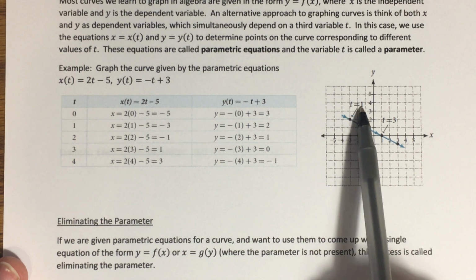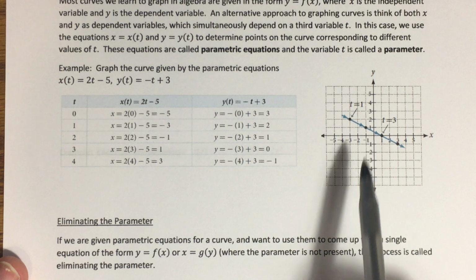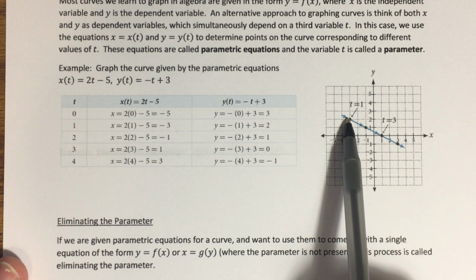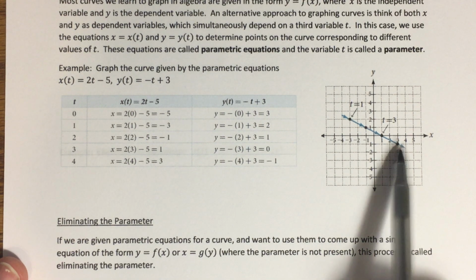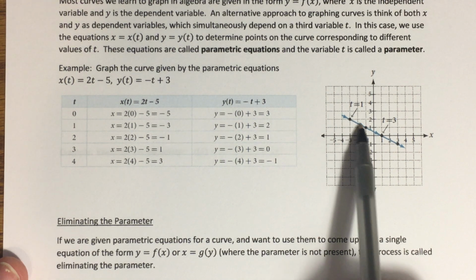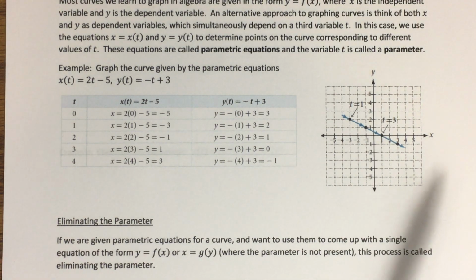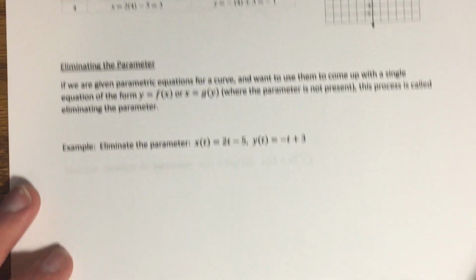So notice t equals 1 corresponds to this point, t equals 3 corresponds to this point. So in other words, as t increases, giving us points on this line, those points are moving this direction. So that's what we mean by orientation. It's pointing in the direction that the points are being plotted as t increases, as our parameter increases. We'll focus more on the graphing, like I said, in 10.7.